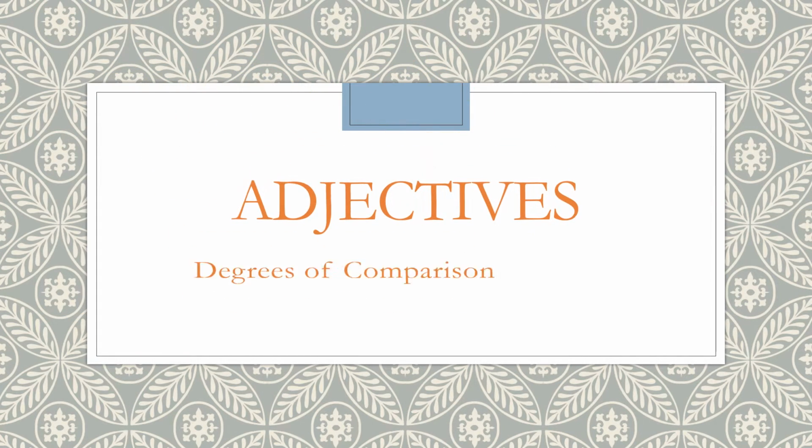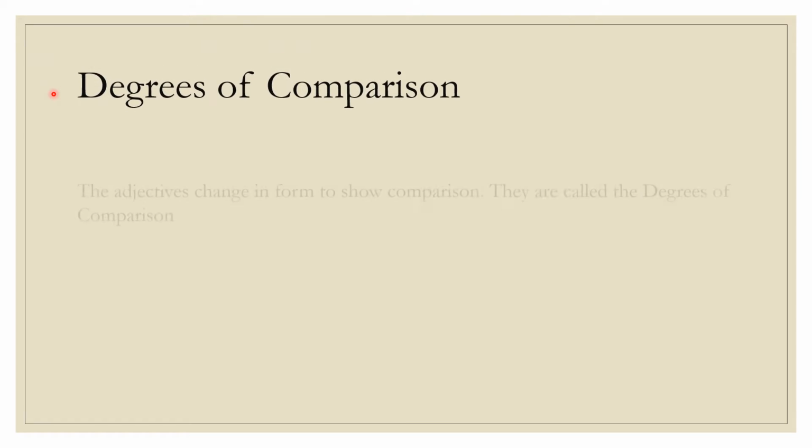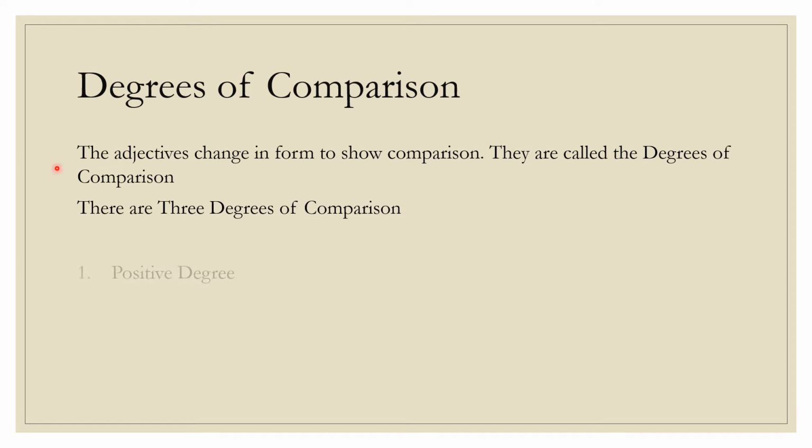Adjectives, degrees of comparison. Adjectives change in form to show comparison. They are called the degrees of comparison. There are 3 degrees of comparison: positive degree, comparative degree, and the superlative degree.